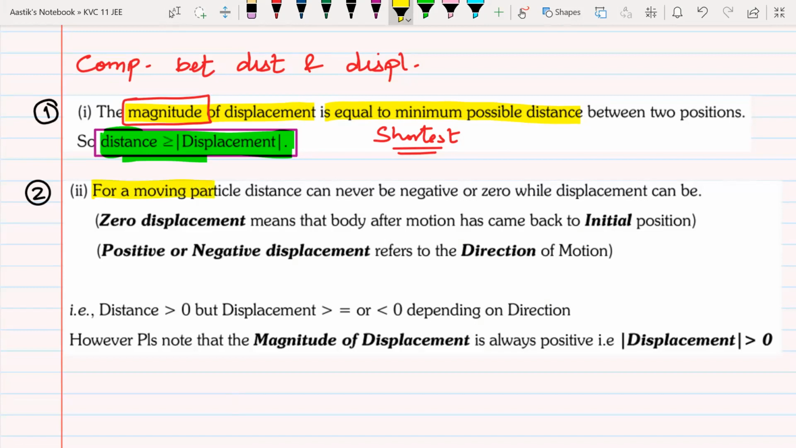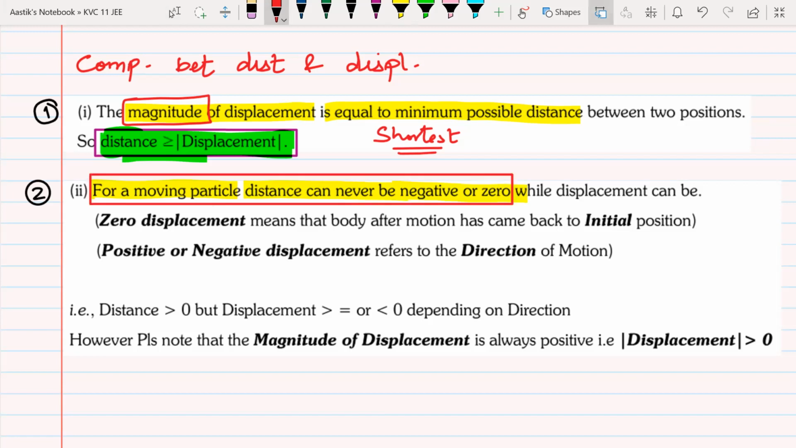For a moving particle, a particle which is moving, distance can never become negative or zero. Do we understand up till this part, which is in yellow and which I'm going to put in a block? Do we understand this part? For a moving particle, distance can never be negative or zero. Yes or no?